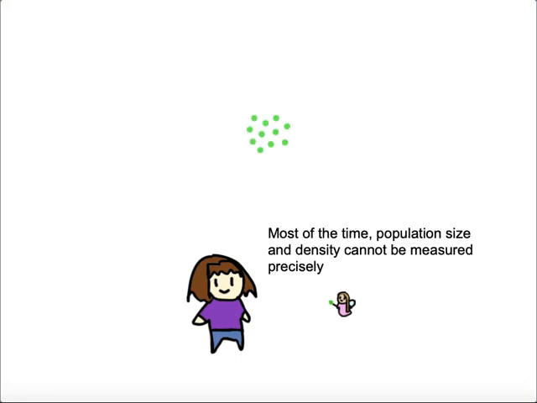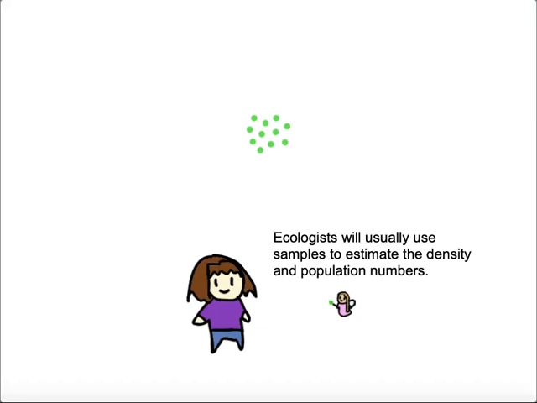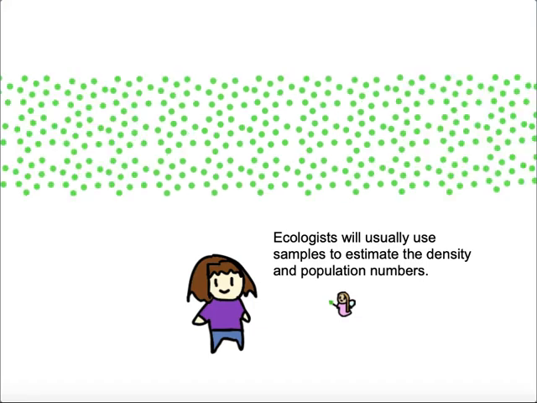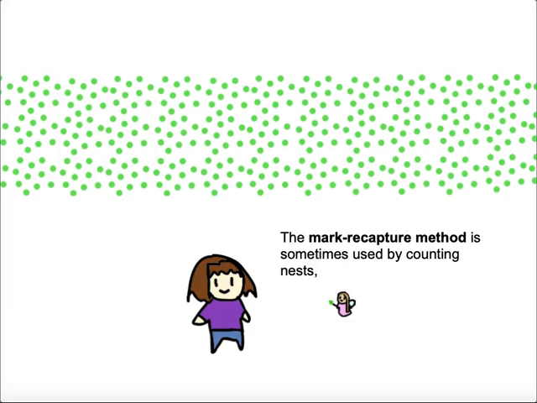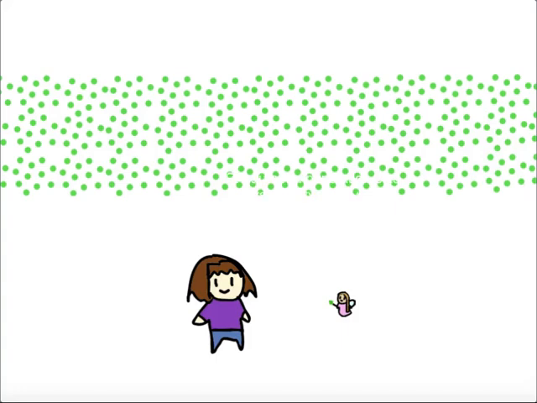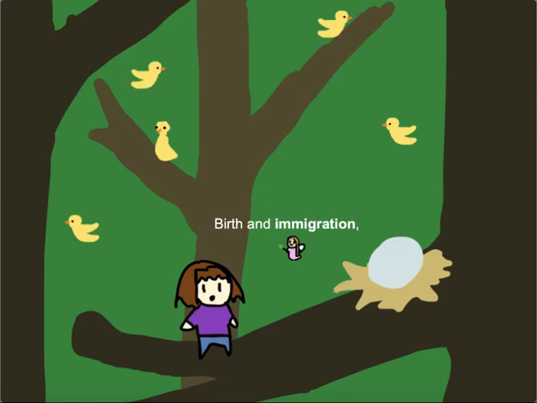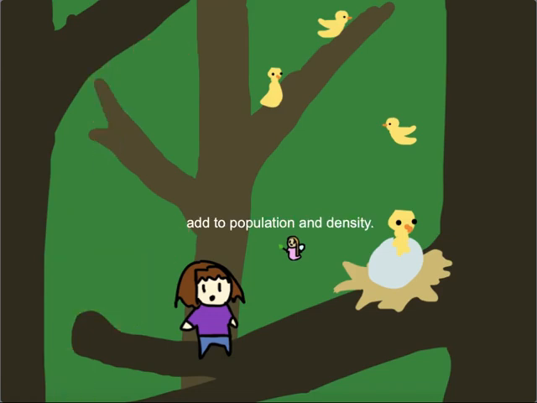Most of the time, population size and density cannot be measured precisely due to various characteristics of the population. Ecologists will usually use samples to estimate the density and population numbers. The mark recapture method is sometimes used, as is counting nests, burrows, tracks, or animal droppings to estimate a population size. Of course, a population size and its density are ever-changing variables. Birth and immigration, the arrival of new individuals, add to population and density. Death and emigration, the departure of individuals, take away from population and density.